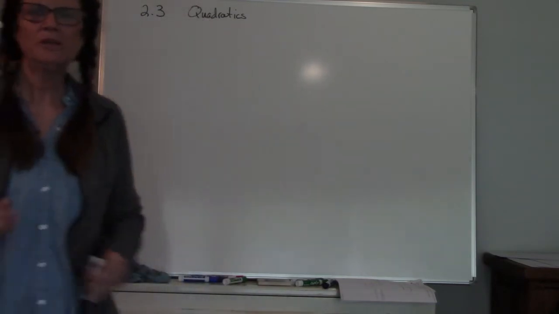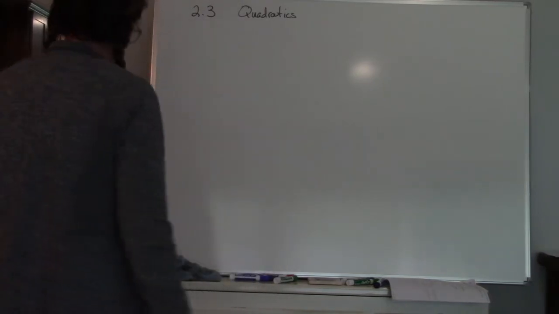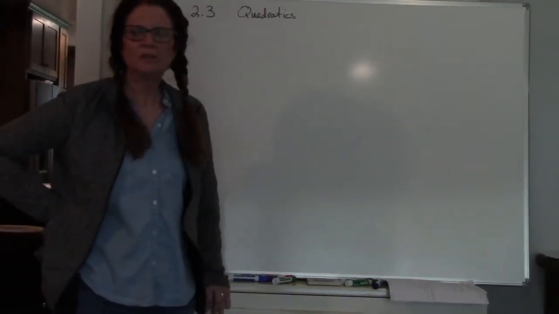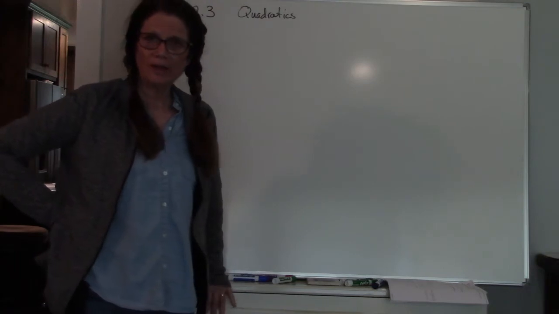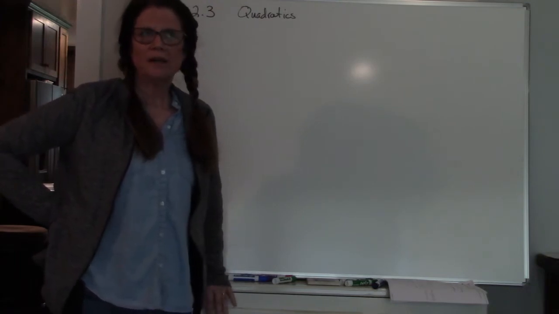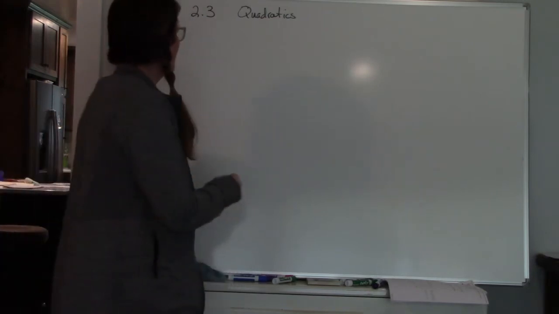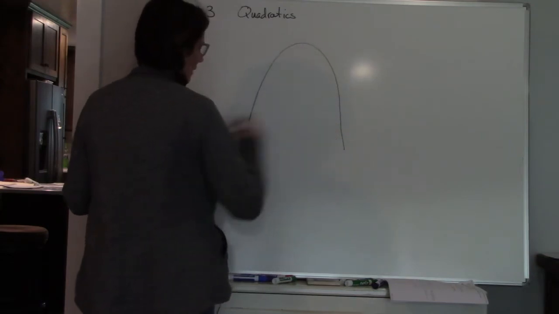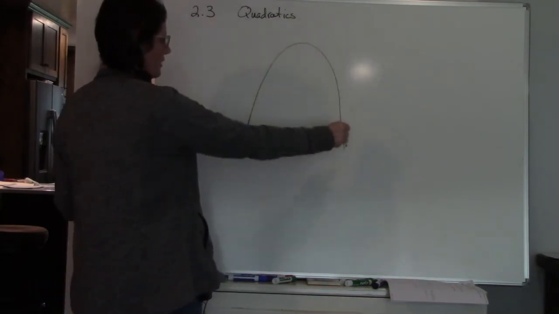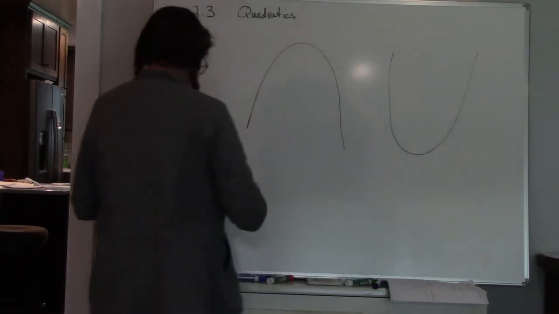Right, so what we're going to do today is go over 2.3. 2.3 is a little bit different in that we're switching from linear equations to quadratics. In business algebra, where quadratics come into play is when you have a quadratic, which is a parabola. It either faces down or it opens up like that.